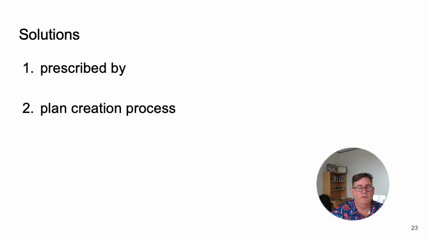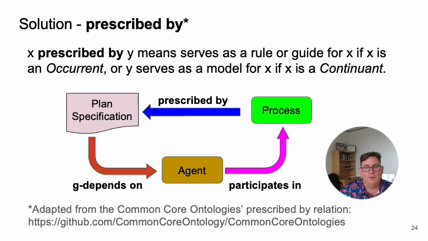Cobb, Barton, and BFO 2020 cannot fully account for failed plans, but let's now discuss some solutions we think can. Our first solution is the use of the Common Core Ontologies' prescribed by relation.